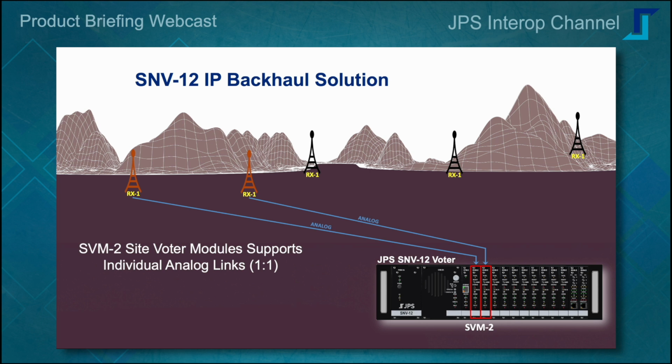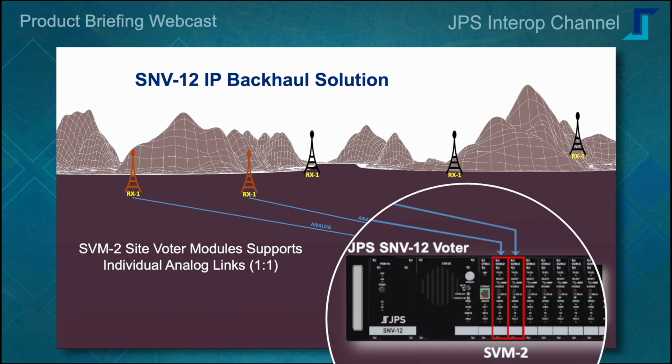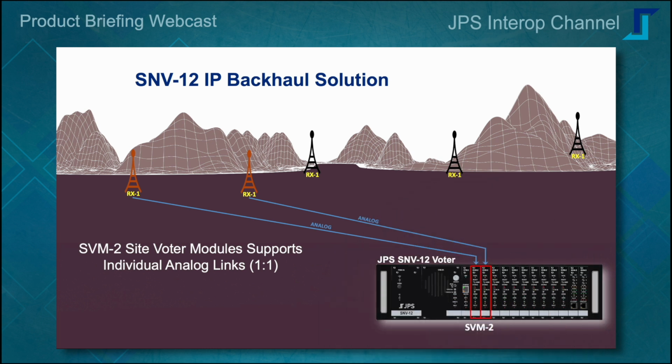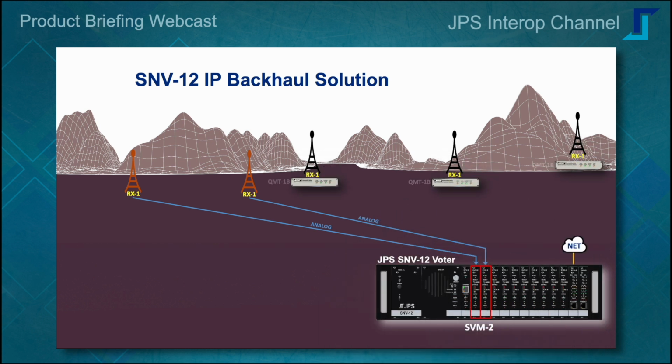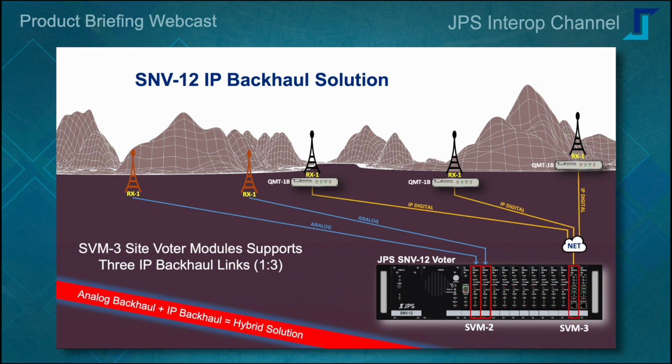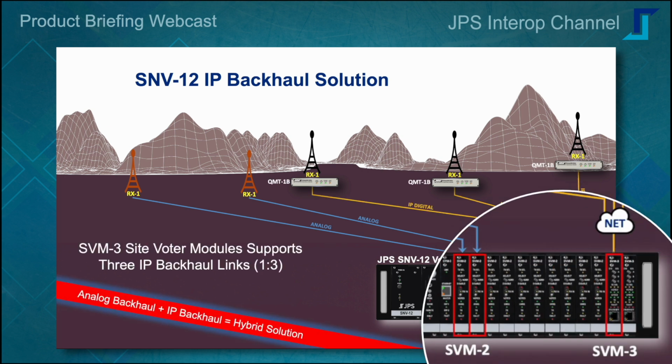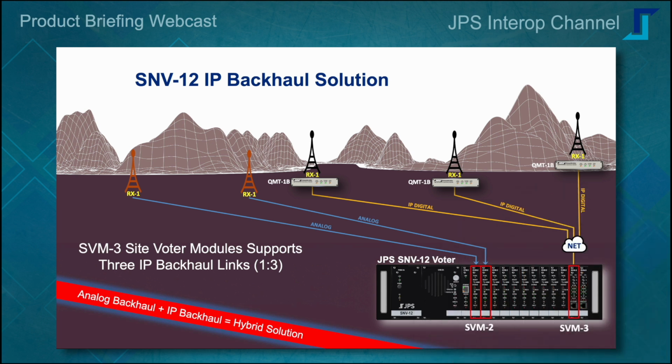So in this example, I do have some analog links, and the SVN-2 modules in the chassis support receiver or transmitter sites on a one-to-one basis. So one SVN-2 will support a single site. If we deploy SVM3 modules, now we have an IP backhaul solution tightly integrated. Those are modules that live inside that chassis and communicate with the control processor module in the chassis.